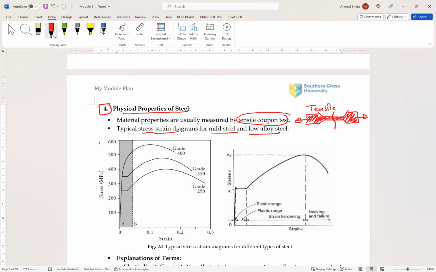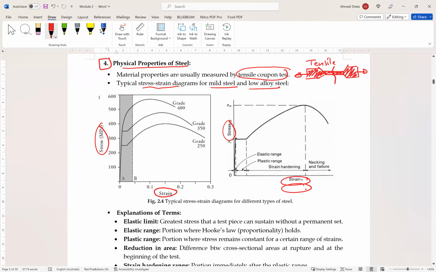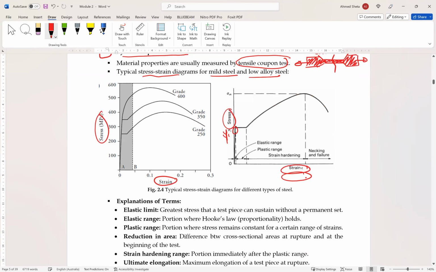So you can measure or plot a relation between stress and strain for steel. And as you can see, this is how the steel behaves under tension test. You can see this is the yielding point, and also this is necking, and then strain hardening, and then this part is failure.